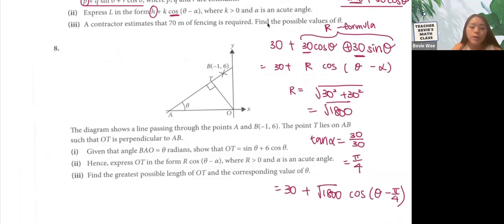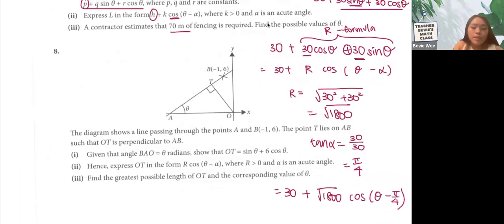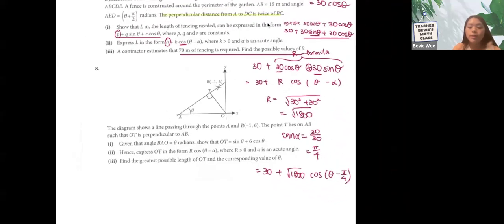All right. Next one, they said a contractor estimates 70 meters of fencing is required. I want to find the possible values of theta. So what kind of question is this? They're trying to tell you that the parameter, represented by L, is equal to 70, sorry. How to find the value of theta? It is a solving question. Correct or not? So your part C comes. Solving question. Don't have maximum, minimum here.